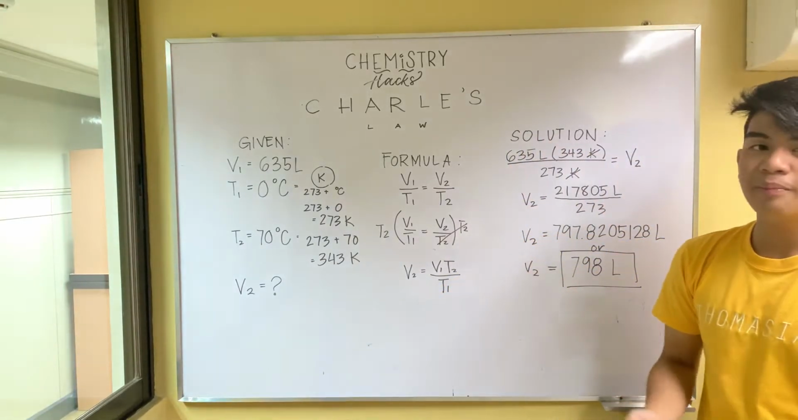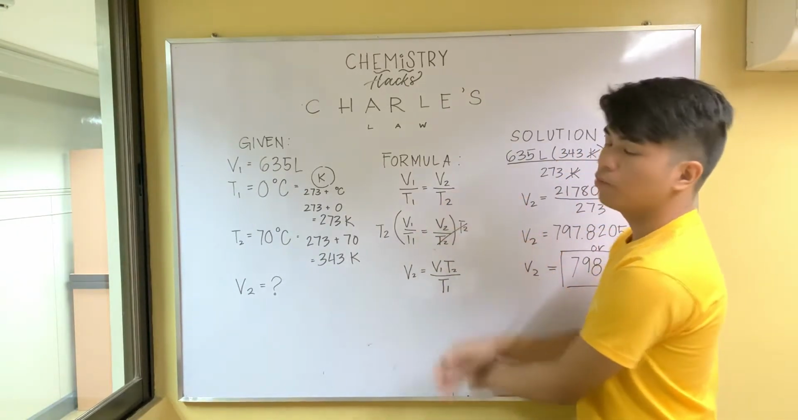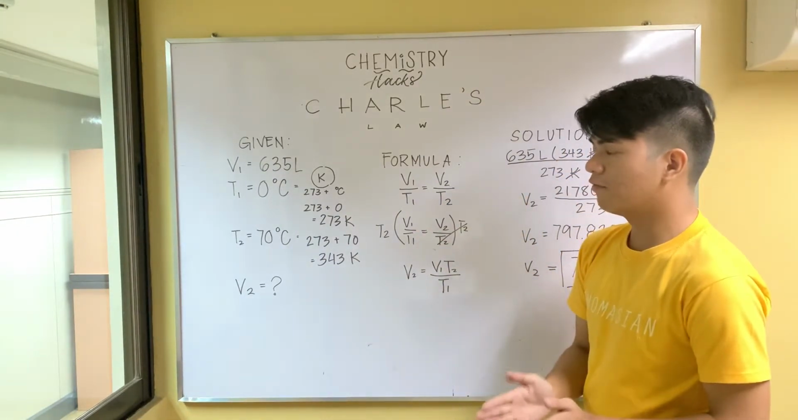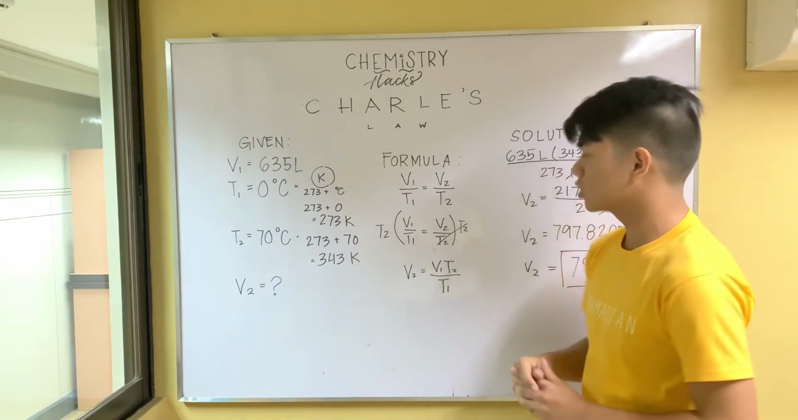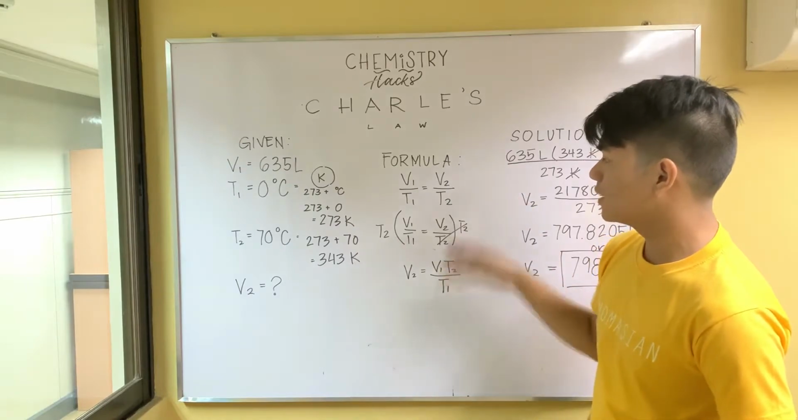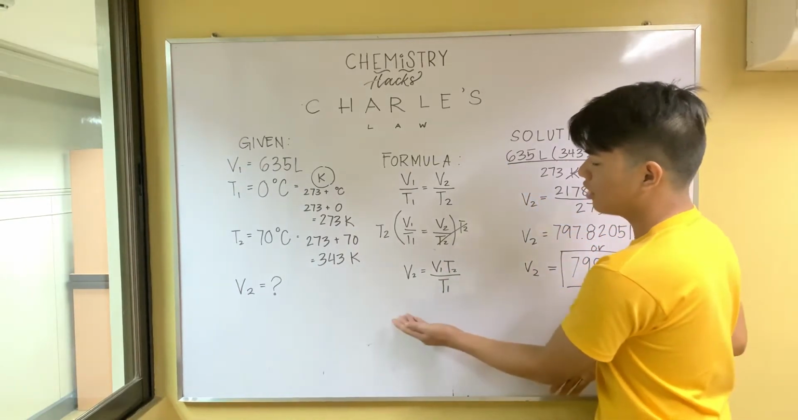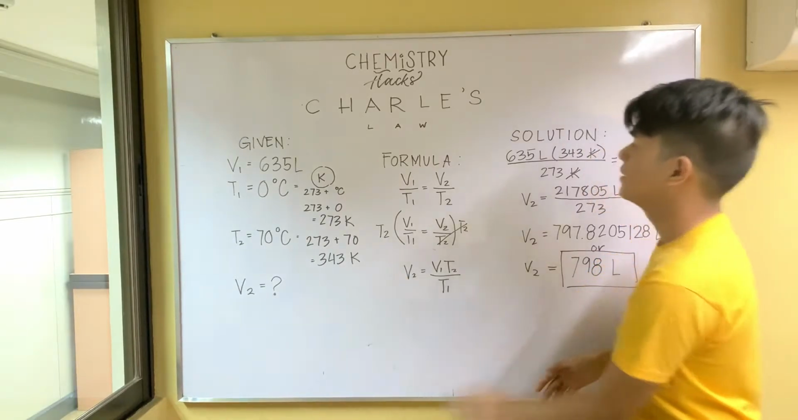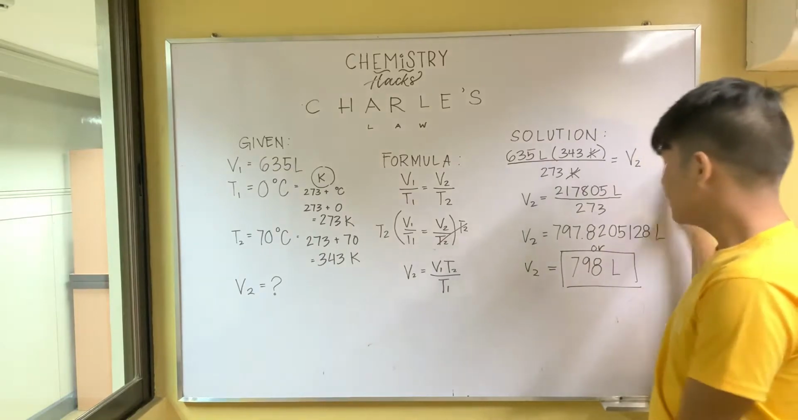The formula that we will be using for Charles' Law is V1 over T1 is equal to V2 over T2. Multiply both sides by T2 just to isolate V2. Now, the outcome is this formula right here. In the solution, just substitute the values. Then, here's the answer.